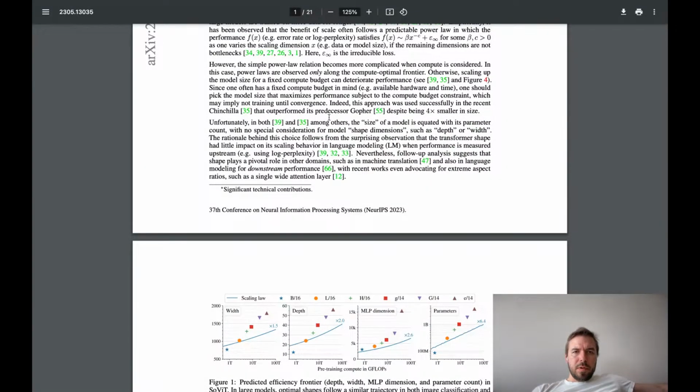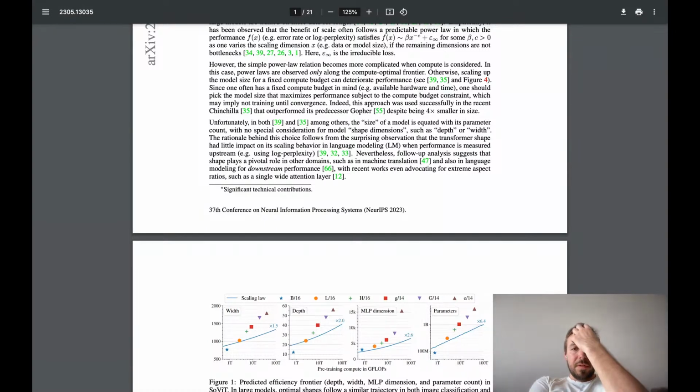Unfortunately, in both of these papers, among others, the size of the model is related with parameter count, with no special consideration for model shape dimensions such as depth or width. So depth is how big each layer is. The rationale behind this choice follows from the surprising observation that the transformer shape had little impact on its scaling behavior in language modeling when performance is measured upstream. Nevertheless, follow-up analysis suggests that shape plays a pivotal role in other domains, such as machine translation, and also in language modeling for downstream performance, downstream like fine-tuning.